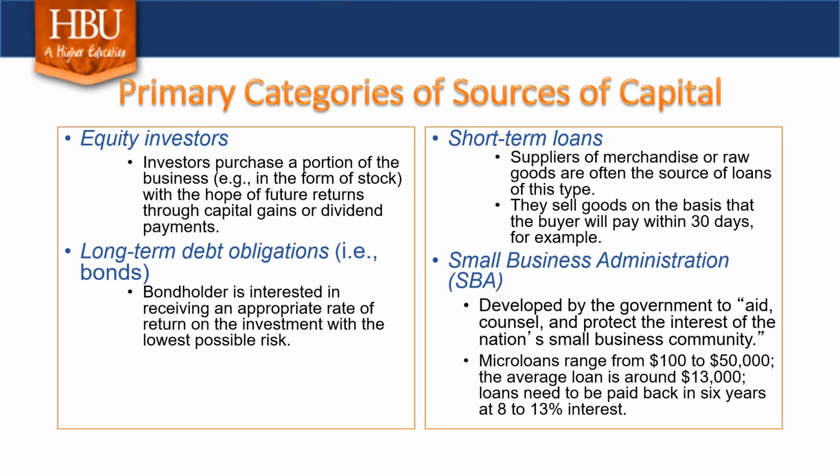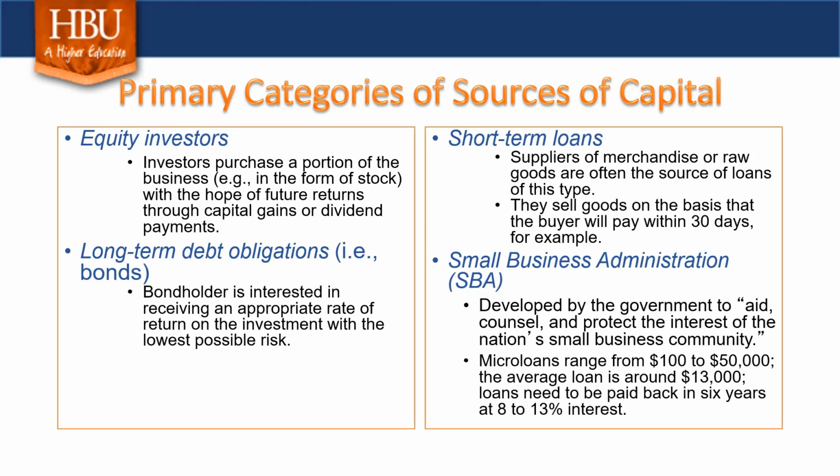Okay, here are 4 primary categories that we can talk about as sources of capital. First, this comes from equity investors, or investors that purchase a portion of the business through stock. They would do this because the investor believes there could be a future return through capital gains or paying of dividends on that stock. Another source of capital is through debt obligations. These are long-term bonds, and the bondholder is interested in receiving an appropriate rate of return on the investment, and these are low risk.